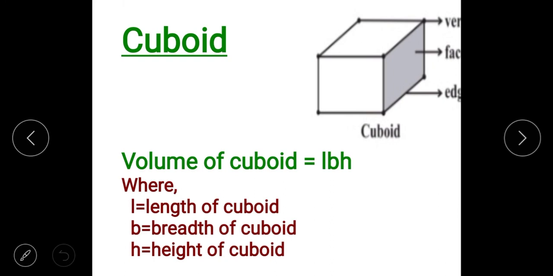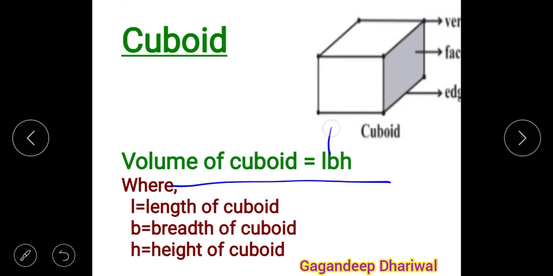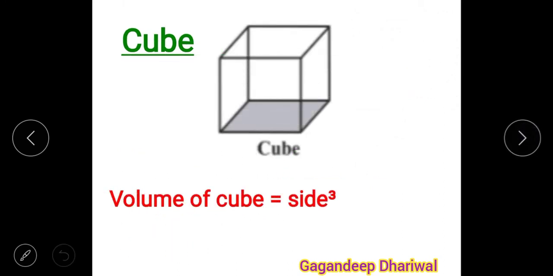So let us first take the cuboid. The volume of the cuboid is L B H, where L is the length, B is the breadth, and H is the height of the cuboid. Simply length into breadth into height is the volume of the cuboid. Now this is a cube. As you know, all the edges are equal in this. So side into side into side, length into breadth into height, side into side into side, side cube.